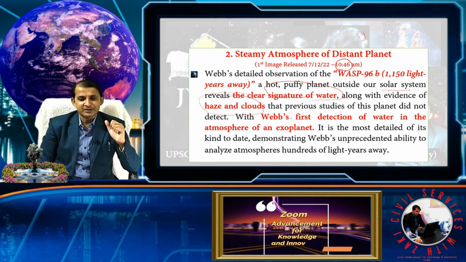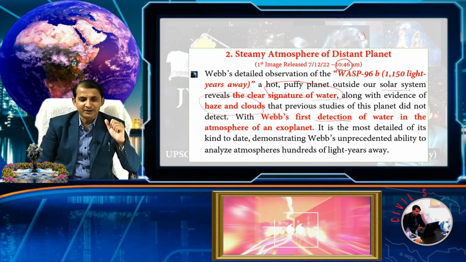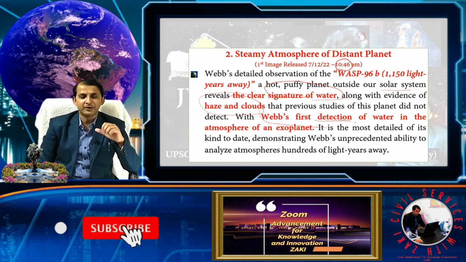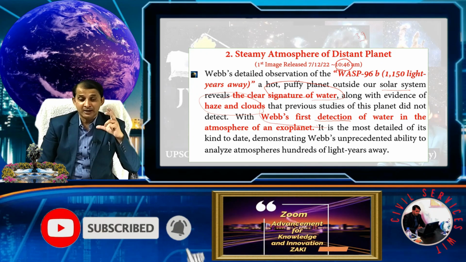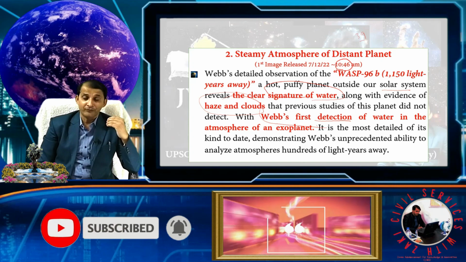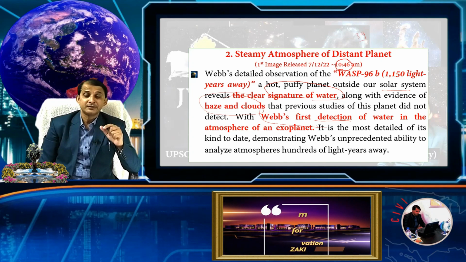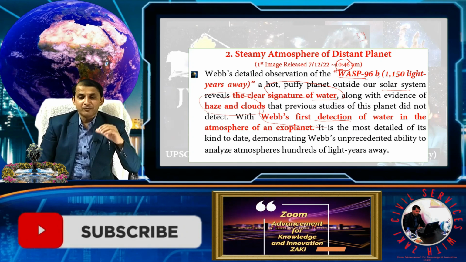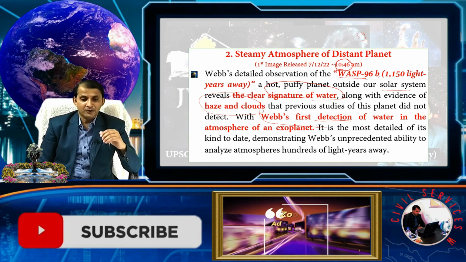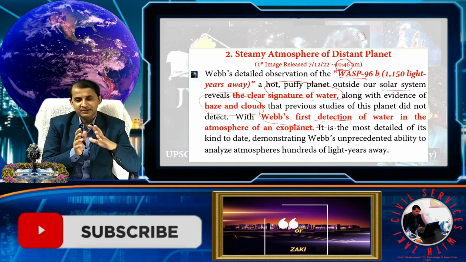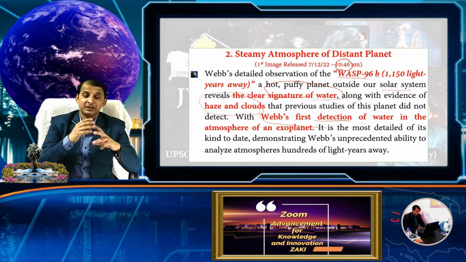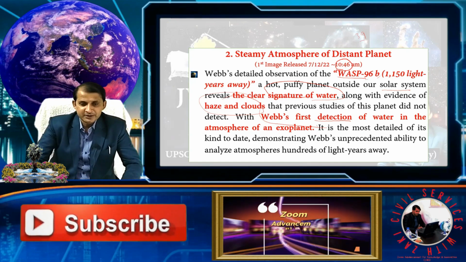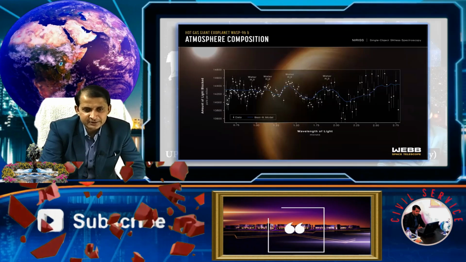So with Webb's first detection of water in the atmosphere of an exoplanet, it is also significant: the first exoplanet with water detected by the James Webb is WASP-96b. It is the most detailed of its kind to date. So it's the most detailed data provided by the James Webb Space Telescope to date.